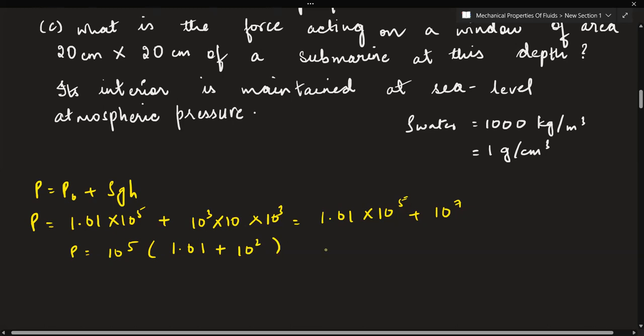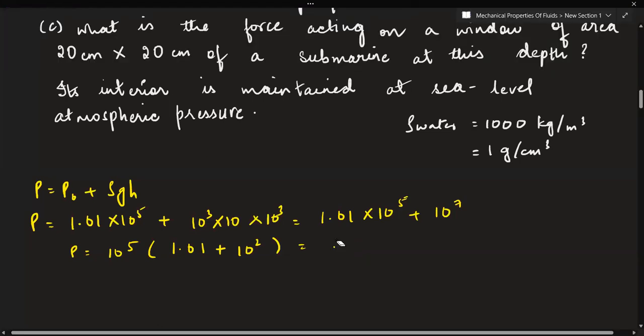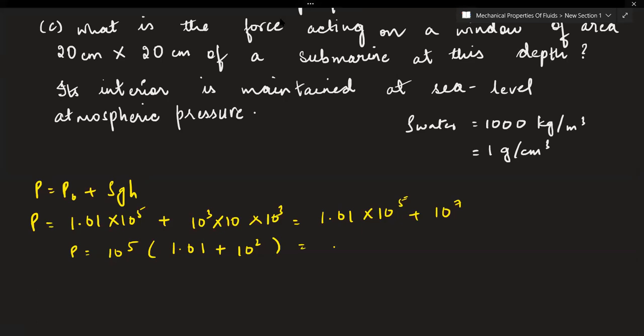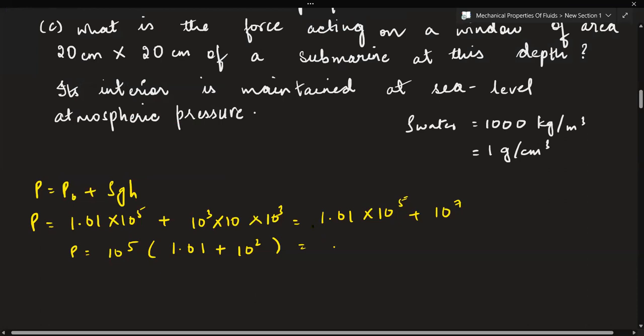So this is around 1.01, not 1.01, it will be 10. This would be around 101. 101.01 into 10 to the power 5, which was similar to your answer. This was 104, you said. And this was for the first part.